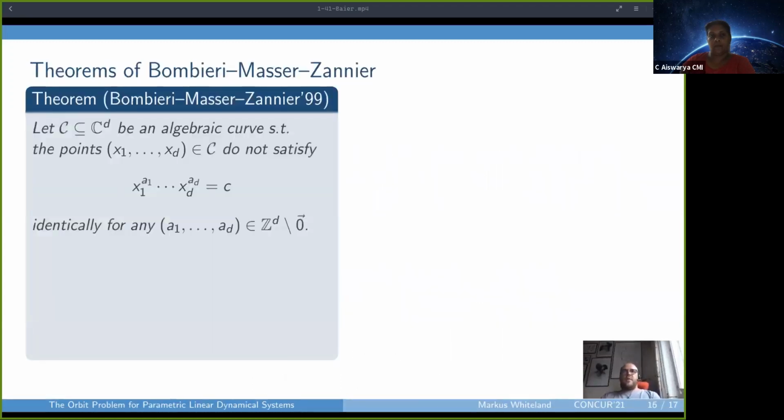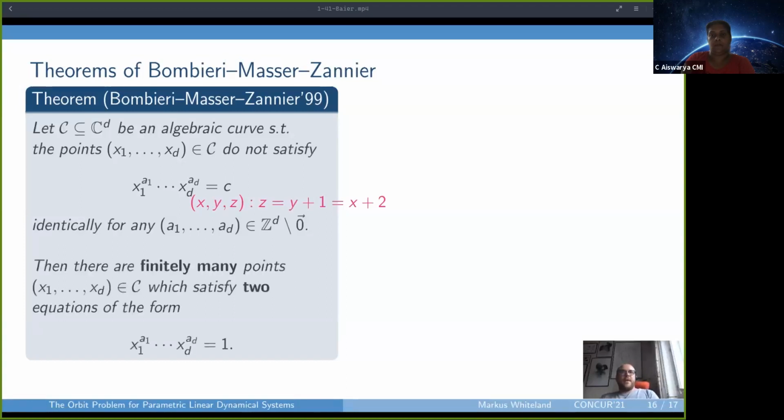Keeping in mind these simple equations, I recall a theorem of Bombieri, Masser and Zannier. The setup is as follows. Assume you have an algebraic curve in C to the d, and assume that the coordinates on the curve are such that any product of the coordinates is not identically a constant. For example, you can consider the straight line defined by z equals y plus 1 equals x plus 2 in the ambient dimension 3. Now, assuming that we have such a curve, there are only finitely many points on the curve such that two different products of the coordinates equal 1. Furthermore, one can effectively find these points.